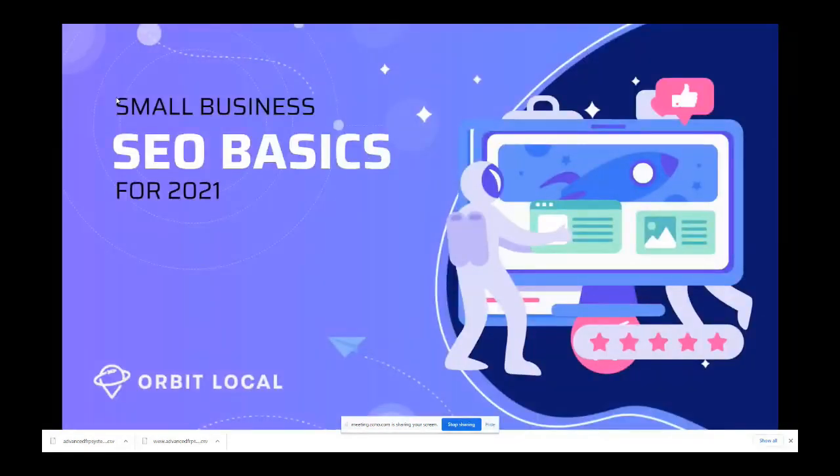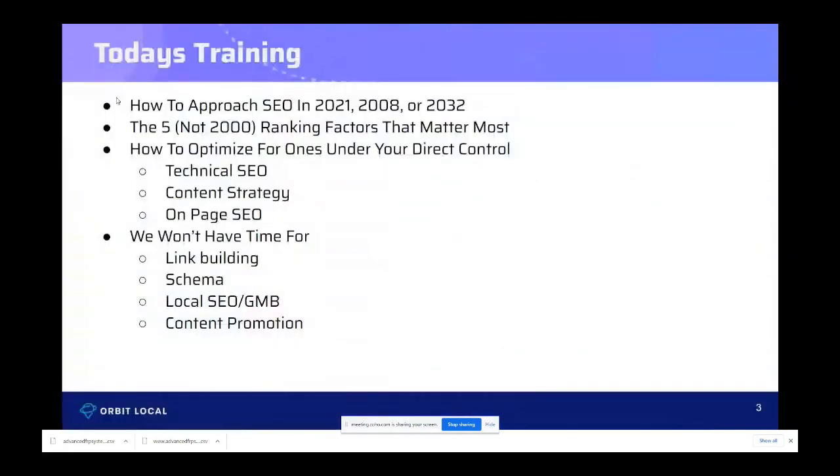So today we're going to talk about small business SEO basics for 2021, and how to approach SEO in 2021. Whether it's 2008 or 2032, you should always have the same approach to SEO, no matter what Google is doing. I'm also going to talk about the 5, not 2,000, ranking factors that matter the most. We're going to talk about how to optimize for the ones that are under your direct control, which is technical SEO, content strategy, and on-page SEO.